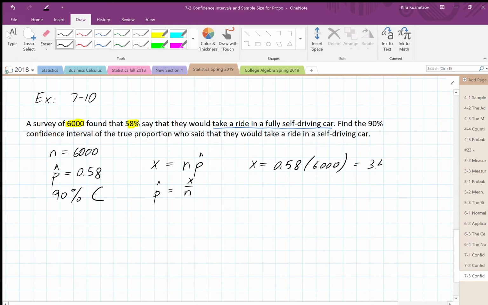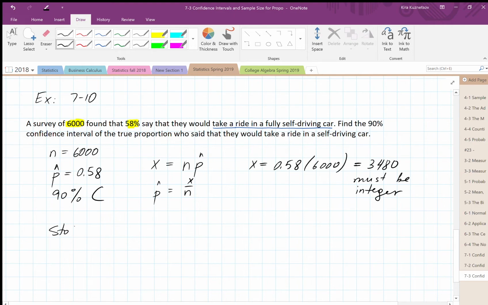Now, this number cannot possibly be a decimal because this is how many people said yes. You know that binomial distribution is a discrete distribution. This must be an integer. Otherwise, your calculator will give you an error message. So make sure that that x is an integer. And the rest is a calculator.